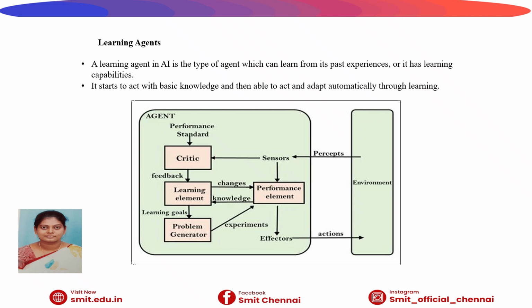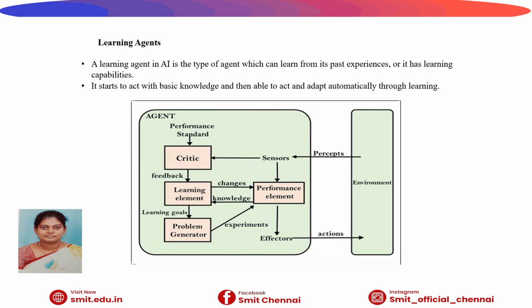Next is the learning agent. The learning agent in AI is the type of AI which can learn from its past experience. It has its learning capabilities. So it starts to act with basic knowledge and then is able to act and adapt automatically through learning. It has an extra added component in this block diagram, which is a critic. The critic gives feedback on whether it is good or not. Based on the feedback, the learning agent will update and will act accordingly.